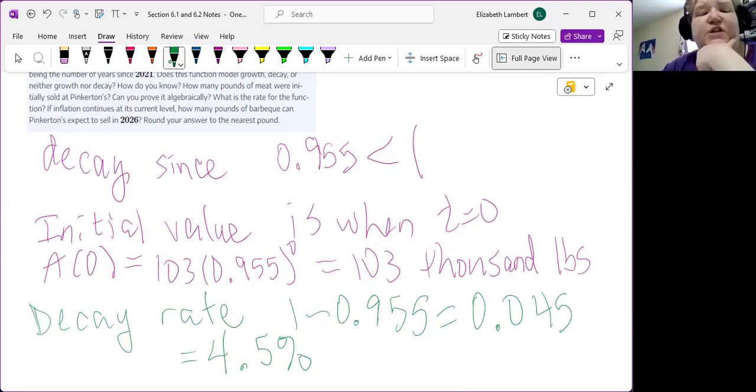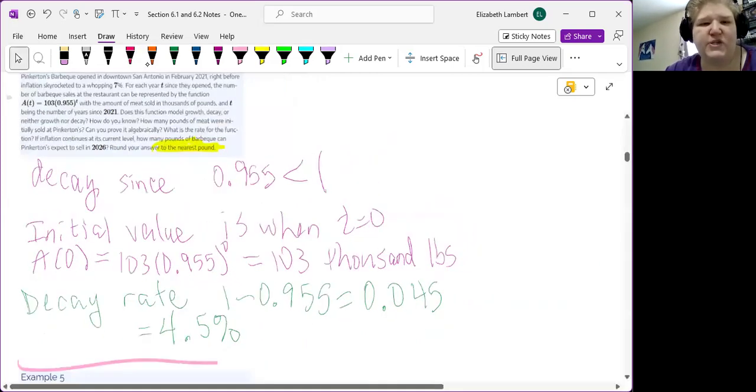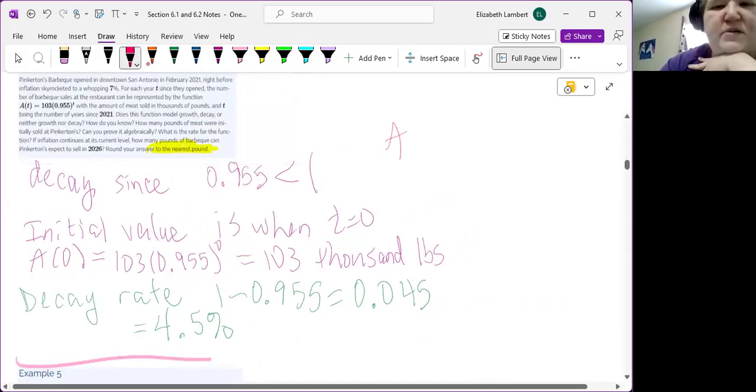And then it asks, if inflation continues at its current levels, how many pounds of barbecue can Pinkertons expect to sell in 2026? Round your answer to the nearest pound. I'm going to highlight that because that is like a trick question. Because the nearest pound is not the nearest whole number, it'll be the nearest thousandth because the function gives us thousands of pounds. So 2026 is 5 years from 2021. So this is asking us to find A of 5.